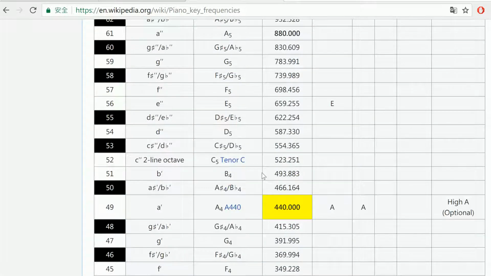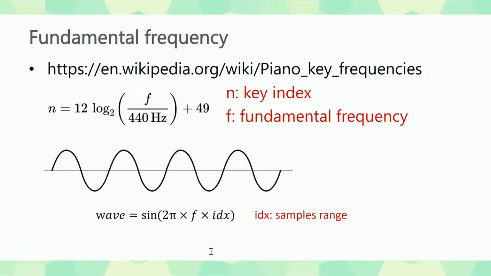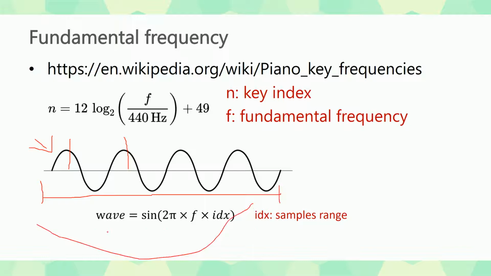Like here is the do, and its key number is 52, and its frequency is 523. So we can use this key number to create its frequency as a sine wave. Like here, this is the sine wave, and depending on the different frequency, we create its song signal of 1 second or half second by this function.